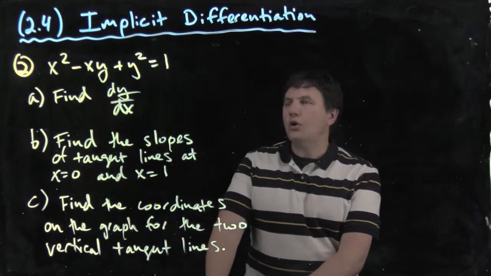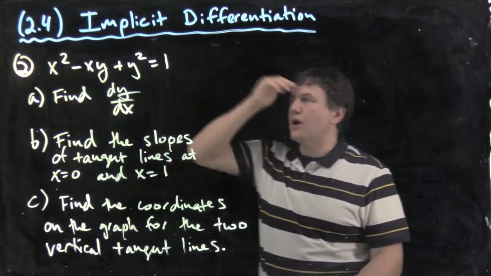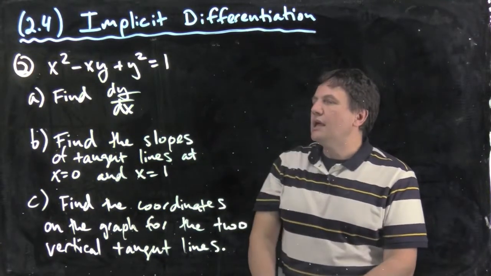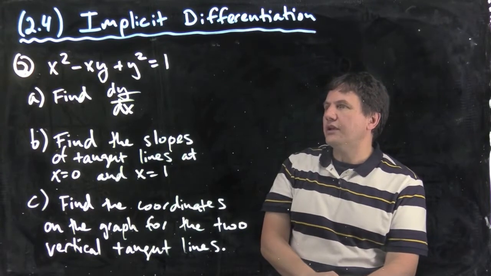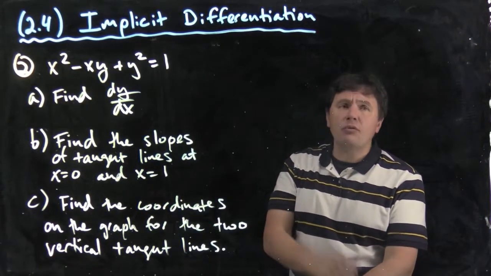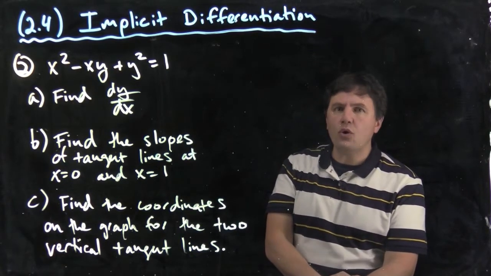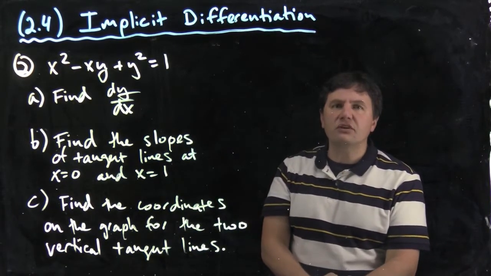Okay, so example 2, we're given a different equation, x squared minus xy plus y squared is equal to 1. And we are going to do these three things with this particular equation, not a function. Now, the last one we did, x squared plus y squared is equal to 1, because we knew that was a circle, we could draw this. This is not something we're necessarily going to know.